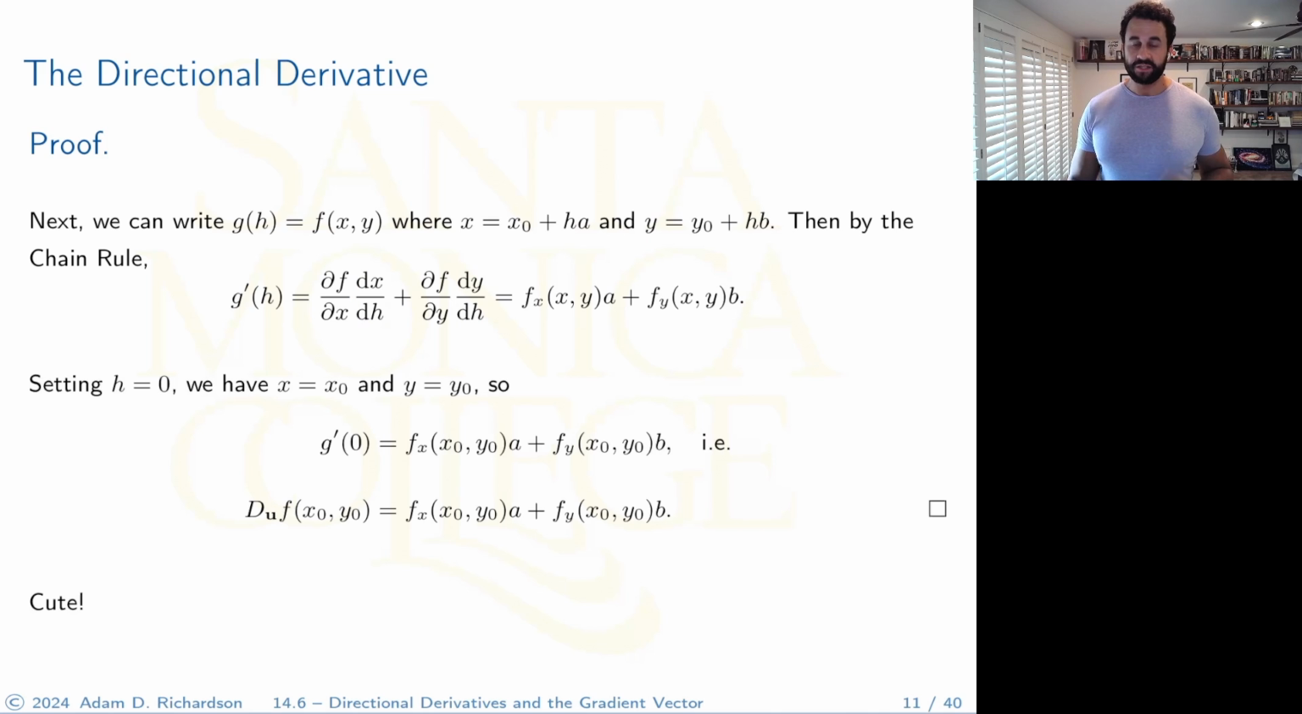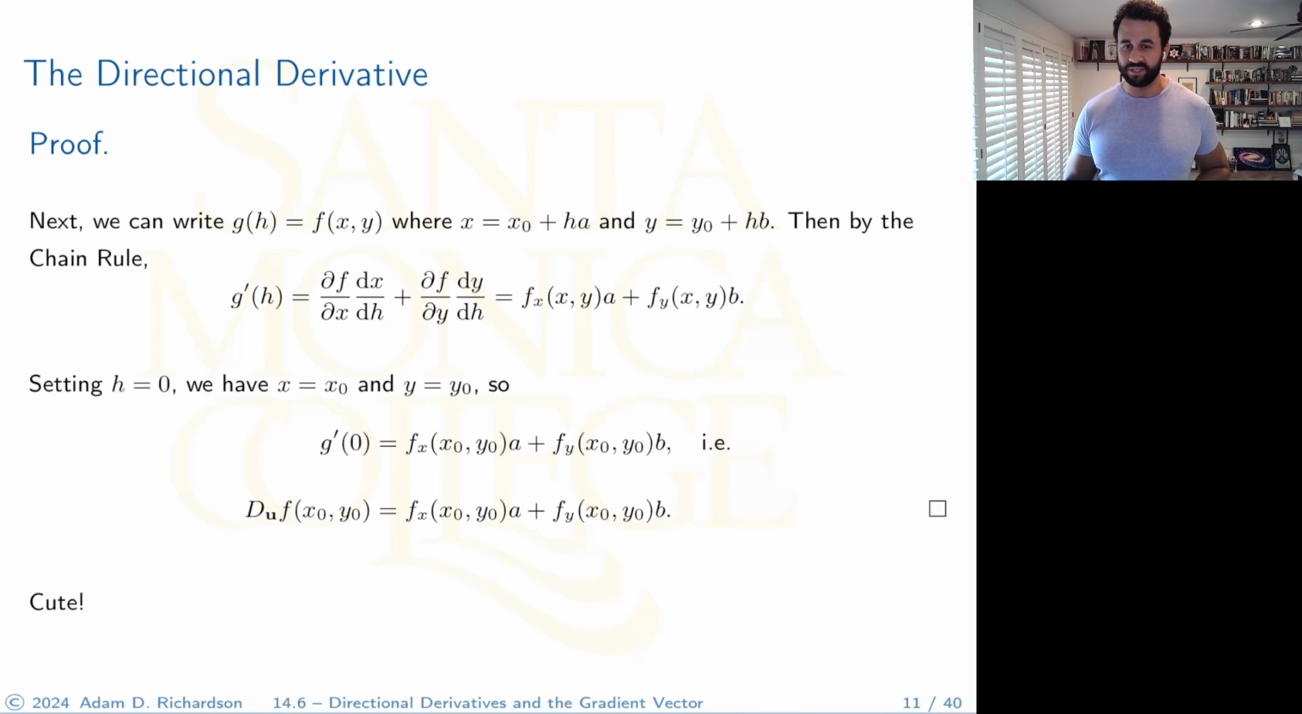So there we go. Now we have that g prime of h is actually equal to this. Now if we set h equal to 0, this term disappears, and this term disappears. So then x equals x naught, y equals y naught, and now we can sub in to our previous formula. So g prime of 0 is going to be equal to this, but we also just showed that this is equal to g prime of 0. And there we go. So now we've shown that the directional derivative in the direction of u of f is equal to this right here, which is cute.